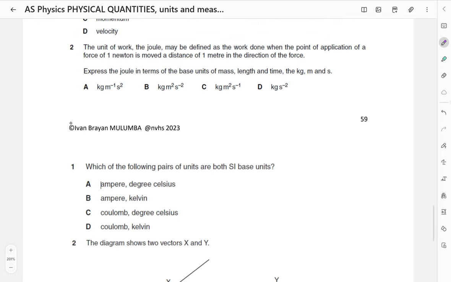The unit of work, the joule, may be defined as the work done when the point of application of a force of 1 newton is moved a distance of 1 meter in the direction of the force. Express the joule in terms of base units. I think that is very easy. Joule is automatically going to be B, because if joule is a unit of work done, which is force, force is kilogram meters per second squared, times distance, which is meters, that gives us B.